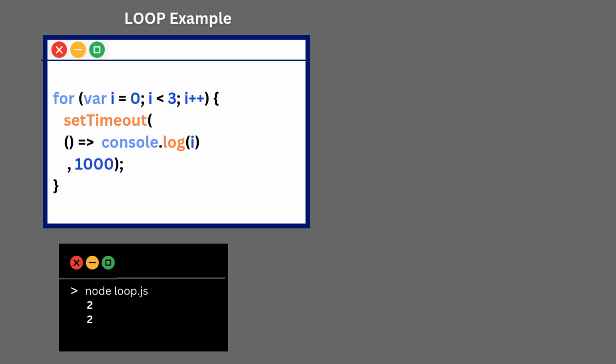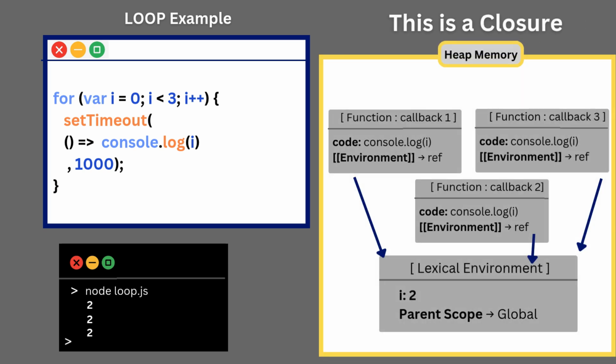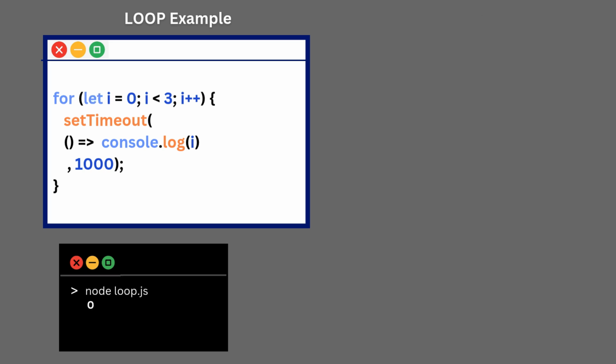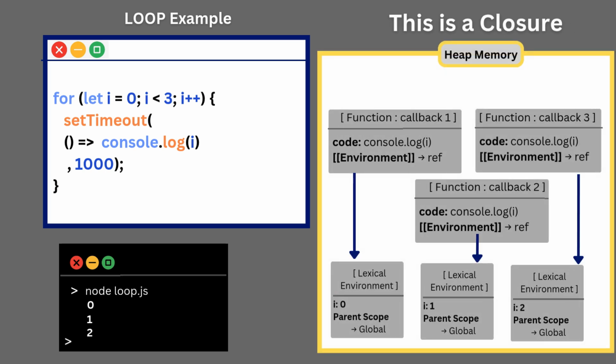Now let's look at a common issue. Using var, all callbacks share the same variable, so they all print the same value, because they reference the same memory. But with let, each iteration creates a new lexical environment, so each callback gets its own variable. That's why the output becomes 0, 1, 2.